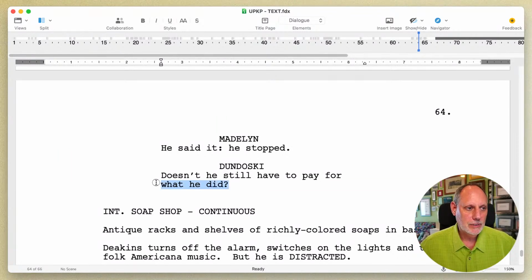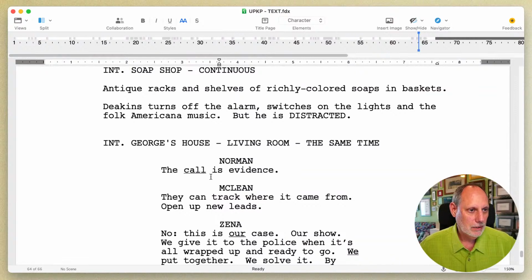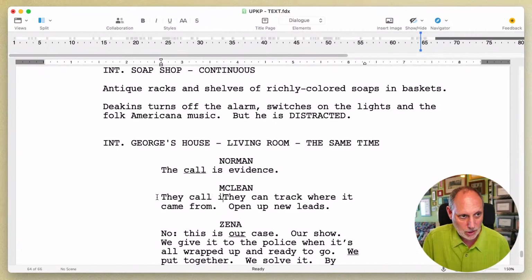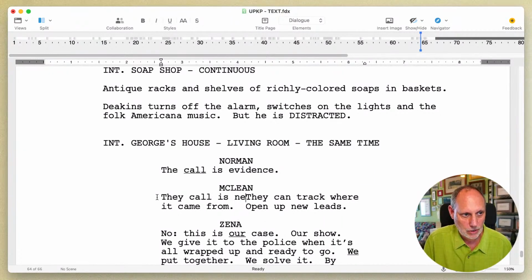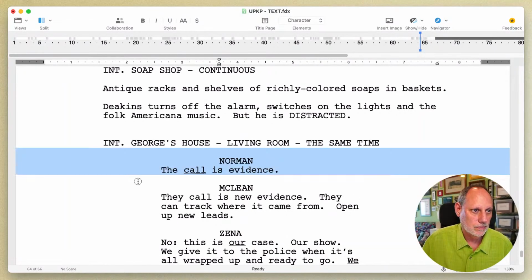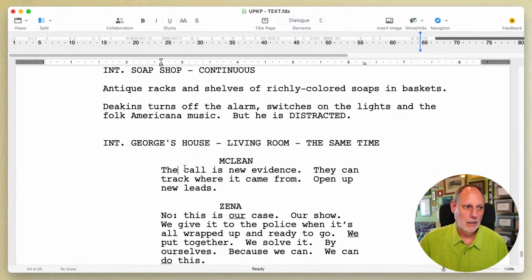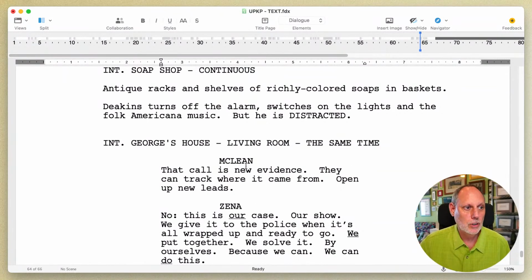Yeah, Dundosky definitely would say, doesn't he still have to pay for what he did? That's good. All right. Then McLean can say, the call is new evidence. That call is new evidence.